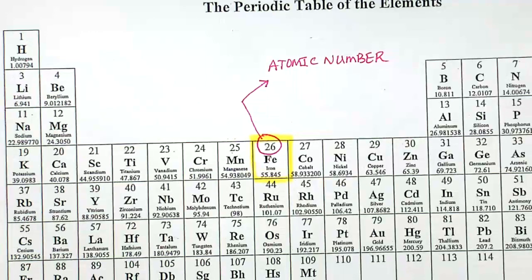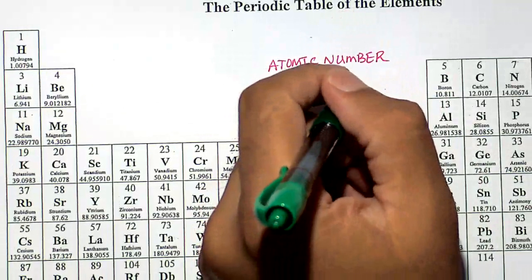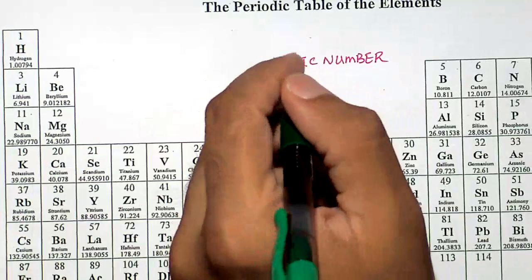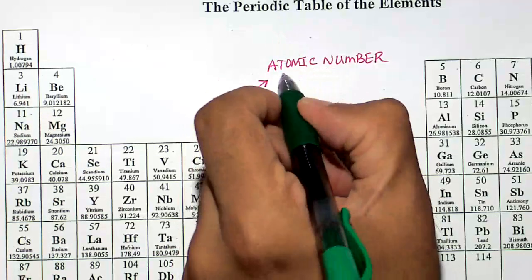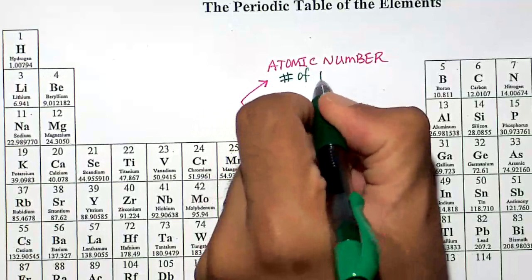Okay, it is the number of protons in the atom. Remember protons? Where are the protons? Are they in the center, or are they outside? They're in the center. The electrons are on the outside doing stuff. But this atomic number, 26, is the number of protons in the atom.